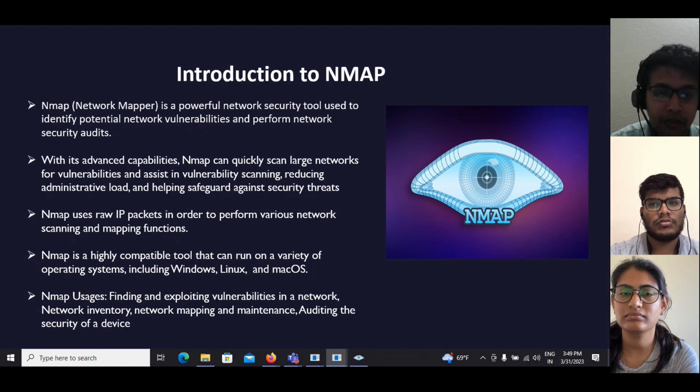identifying the network connections. It also helps to identify open ports on the target host in preparation for auditing, and it is also used in network inventory, network mapping, and maintenance and access management.